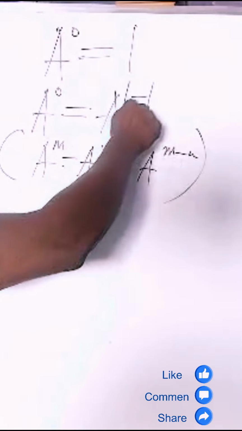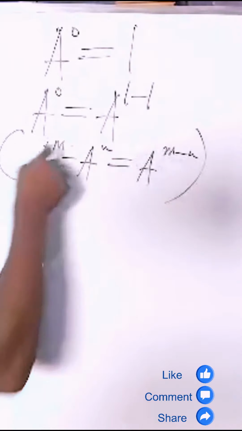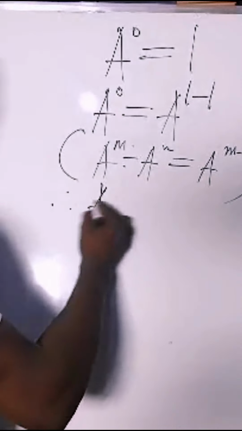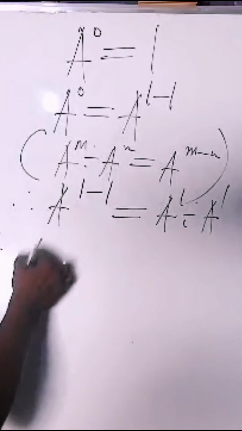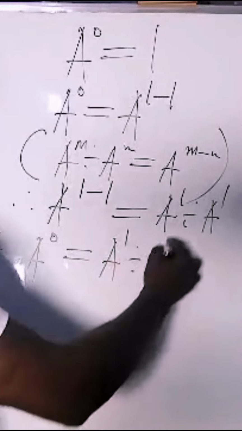a raised to the power 1 divided by a raised to the power 1. So wherever we see a raised to the power 1 minus 1, we're going to have a raised to the power 1 divided by a raised to the power 1. Therefore, a raised to the power 0 is equal to a raised to the power 1 divided by a raised to the power 1.